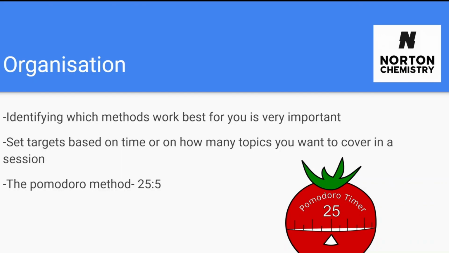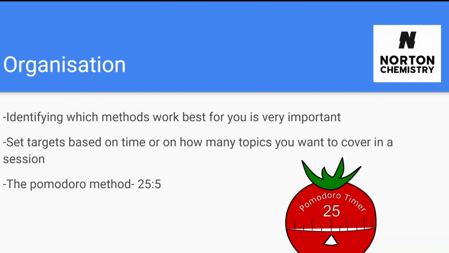Step 4. Organisation. Identifying which methods work best for your revision is very important. A method which works very well for me might not work for you at all, and vice versa. Use exams set by your teachers to identify these methods. Eliminate any methods which you find didn't get you good grades.